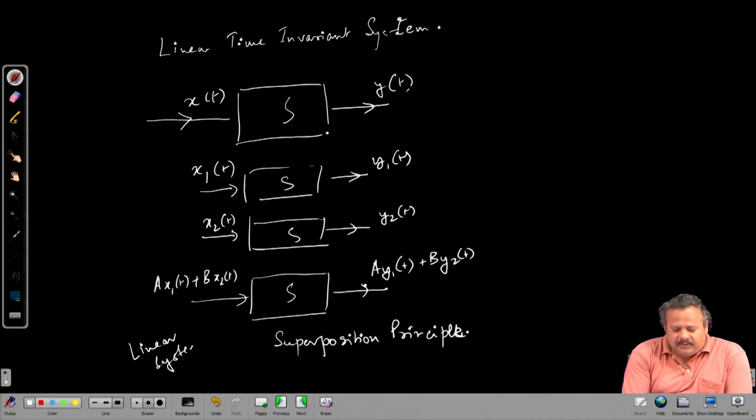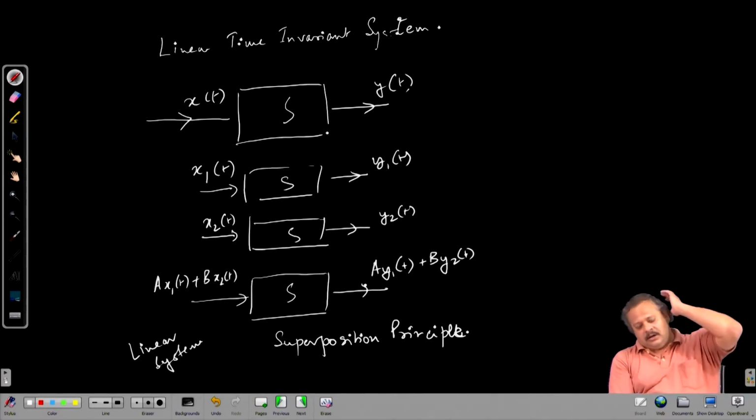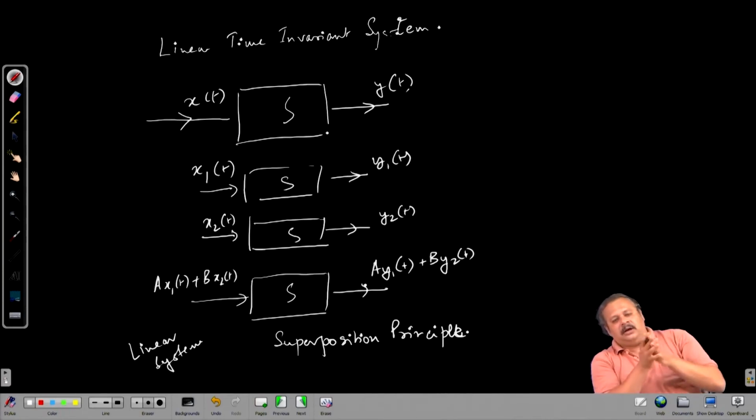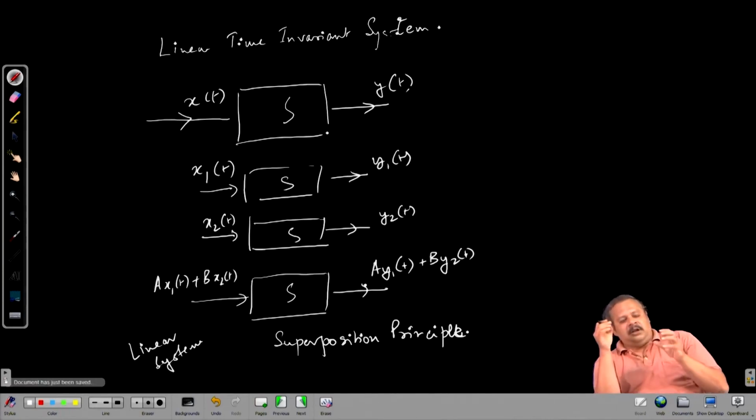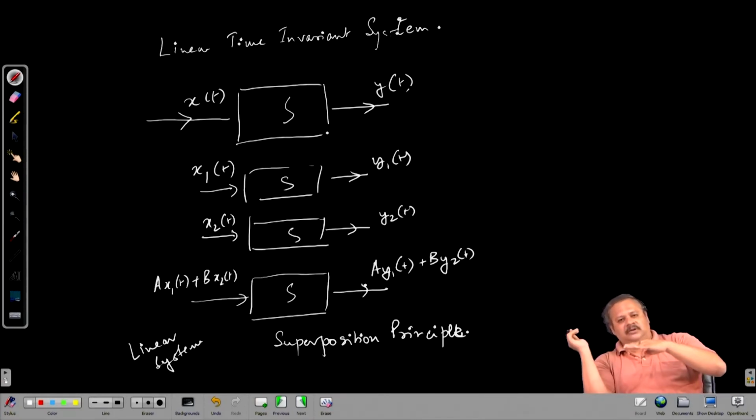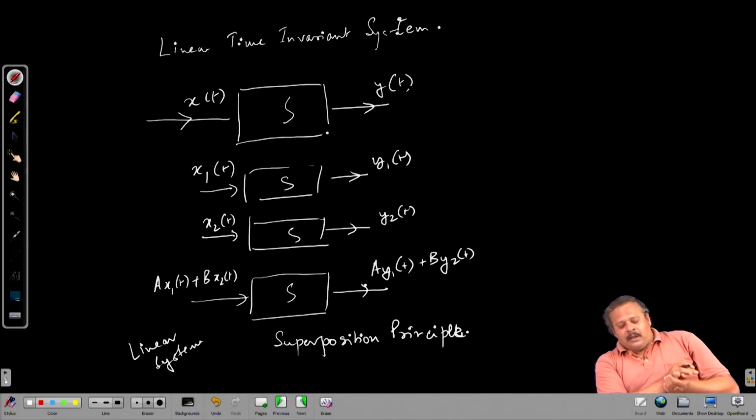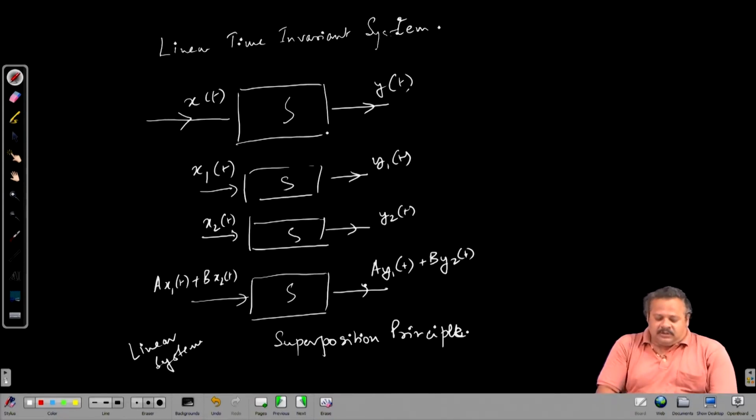Like the example that I was giving in an earlier lecture, the orientation tuning of a neuron: if we have one bar and we know the response, and another, horizontal bar whose response we know, then if we have these two together, the sum of the responses is the response when we have the two together. That is essentially what the superposition principle says.